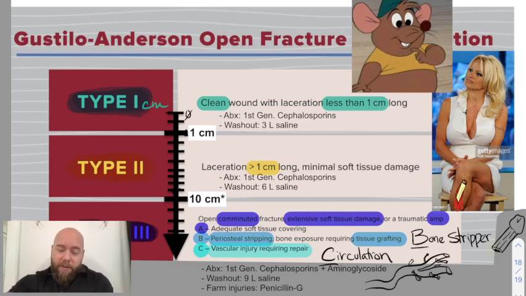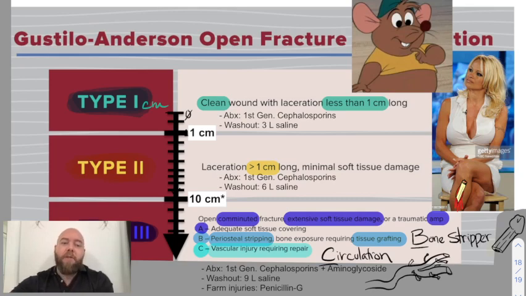The next high yield about this is the number of liters of saline you use to do the washout, to clean the wound in the ED. This is easy. It's the 3-6-9 rule. Type 1 gets 3 liters saline washout. Type 2 gets 6 liters saline washout. And type 3 gets 9 liters saline washout. Okay? Some people say you can add antibiotics to the saline to help. Some don't. Some say the washout needs to be high pressure. Some say low pressure. Usually I opt to say the low pressure because there's no benefit to the high pressure.